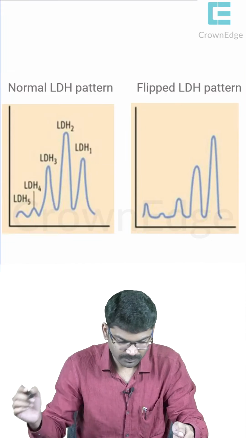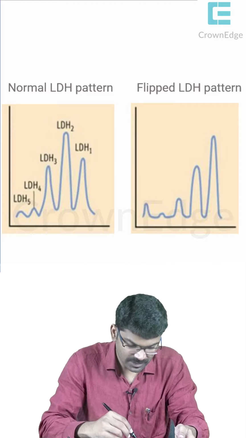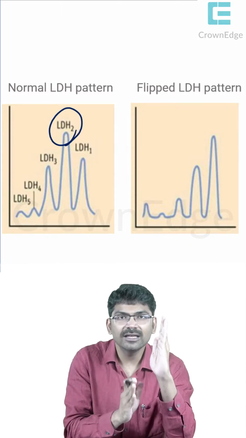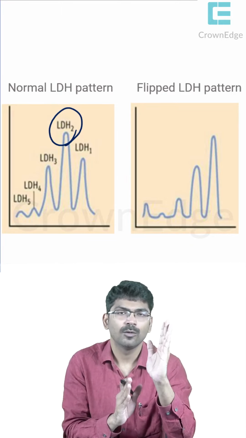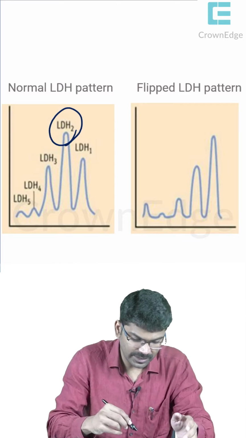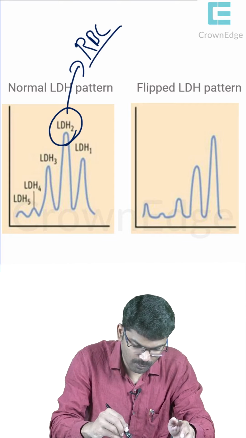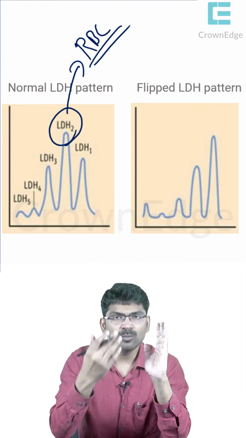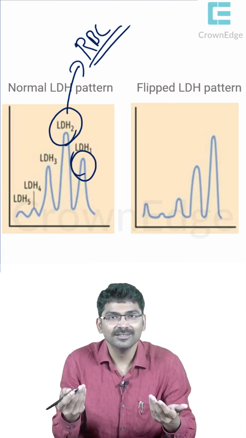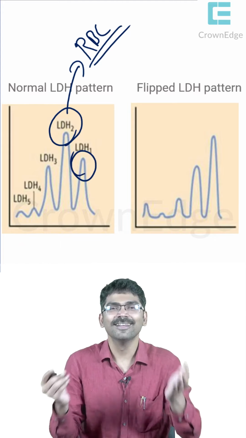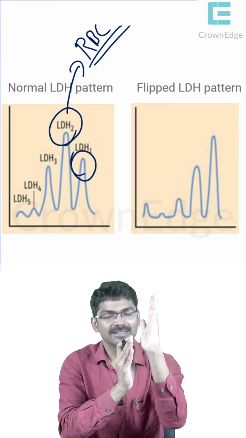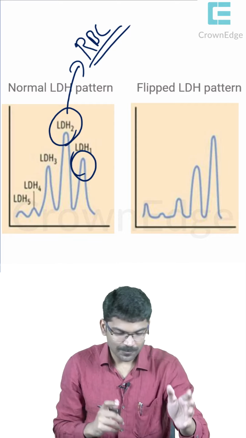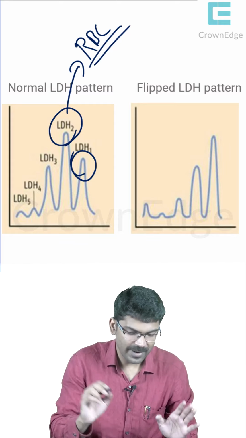Simple, right? Look at the pattern. You can see that normally LDH2 is higher than LDH1. Why? That is the normal thing. LDH2 is in RBC, so you have more RBCs in blood, right? The RBC wear and tear is more common than the wear and tear of heart. It's making sense, right? That is why LDH2 is normally higher compared to LDH1.